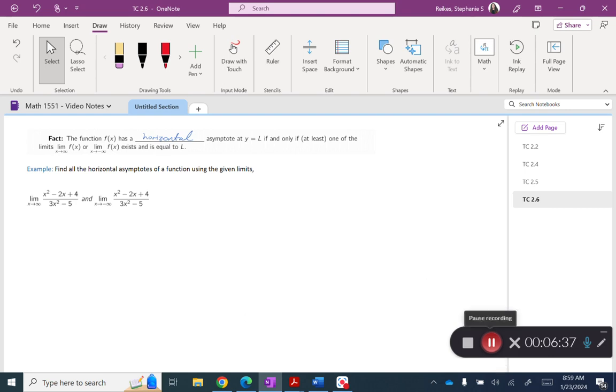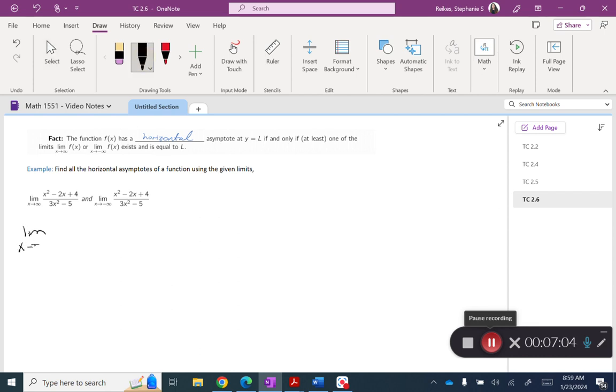So let's take a look at an example. Let's see if we can find all the horizontal asymptotes of a function using the given limits. So let's see if we can find the limit as x approaches infinity and negative infinity of x squared minus 2x plus 4 over 3x squared minus 5. All right, so let's see if we can do this one.